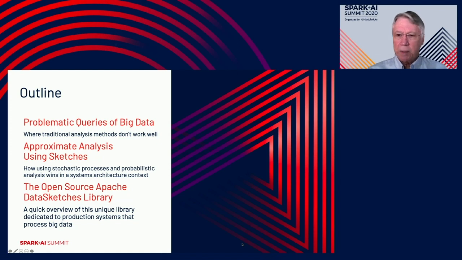Then I'm going to talk about an area of science in streaming algorithms. It's called approximate analysis using sketches, and how we can use probabilistic analysis and stochastic processes to analyze this big data and answer these queries very, very quickly. And the third area, I'm going to quickly introduce the open source Apache DataSketches library, which addresses a lot of these problems.